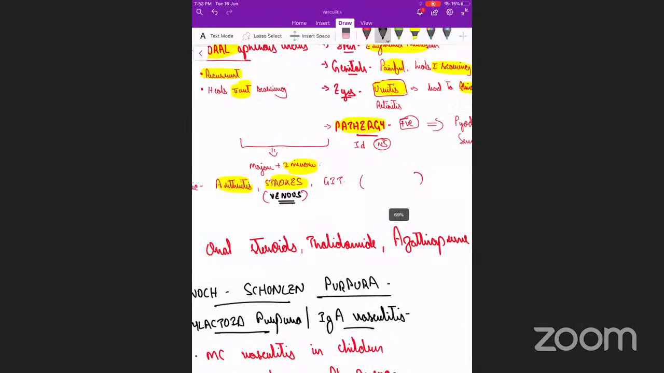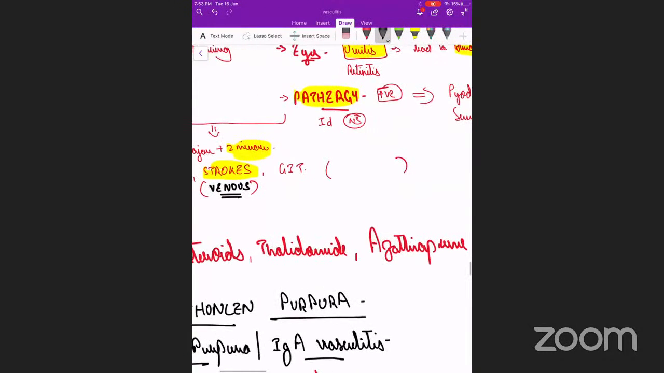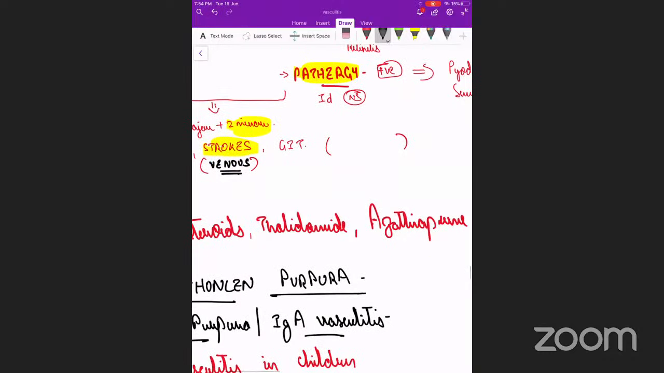If GIT is there, what can it mimic? Which disease can it mimic if it involves GIT? Why Crohn's, Pujashri? Why does it mimic Crohn's, anyone? Pujashri tells that it mimics Crohn's. Okay, yeah. Anti-Saccharomyces cerevisiae antibody, same antibody, very good. So it mimics Crohn's, if GIT is involved.